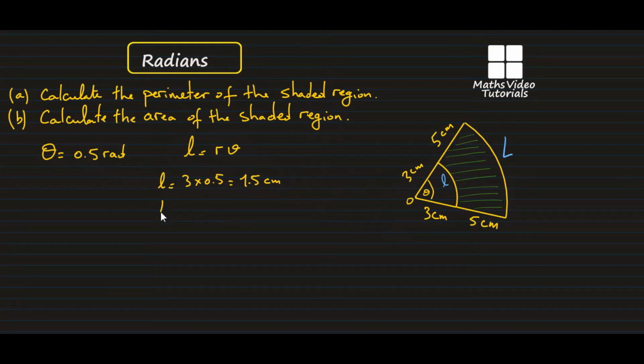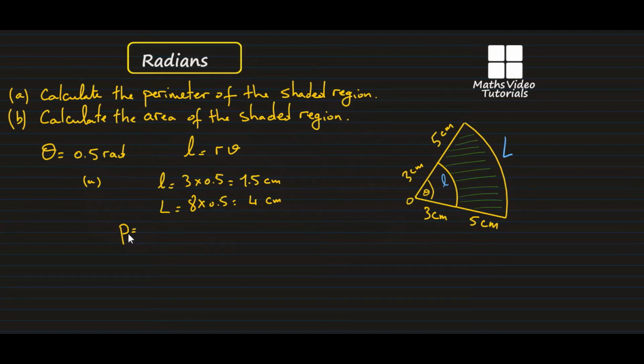For the larger, it has a full radius of 8 centimeters. Angle theta is 0.5 radian. That gives me 4 centimeters. So basically we calculate the perimeter. I'm going to call it letter P. So this is for part A.